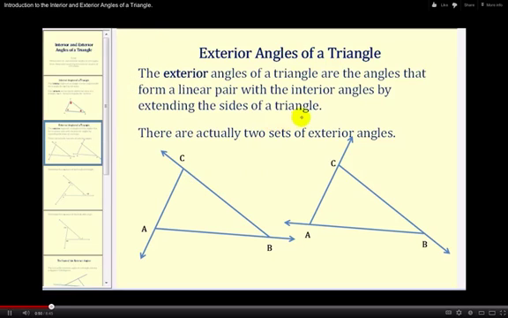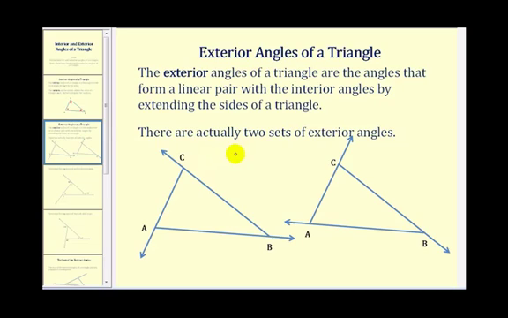Extending the sides of a triangle, there are actually two sets of exterior angles based upon which sides you extend. What I mean by that, if we take a look at vertex C, notice the triangle on the left here, we extended side BC through vertex C, and notice on this triangle here we extended side AC through vertex C.